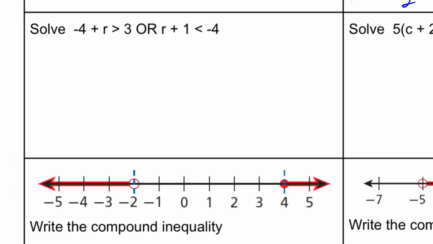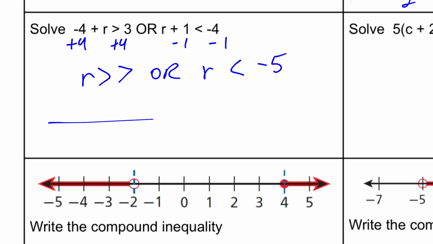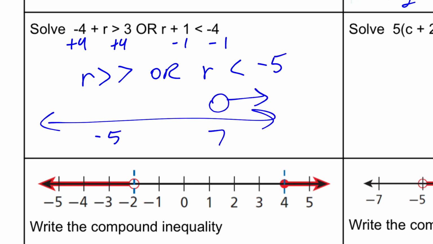With ORs, it's going to work a little bit different. I solve them both separately. Add 4, minus 1. I have r is greater than 7 or r is less than -5. So if I was to make a graph and have -5 and 7, I'd be going away from each other. It's not the intersection. Only one of these has to be true.